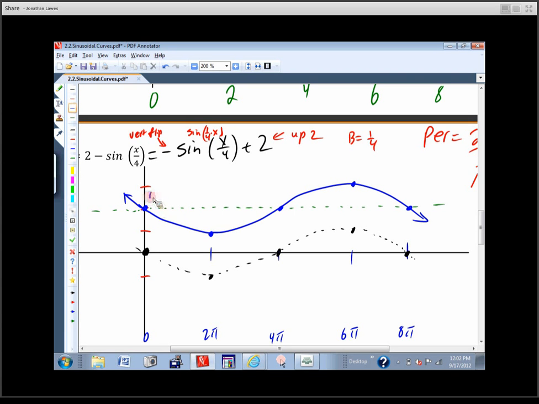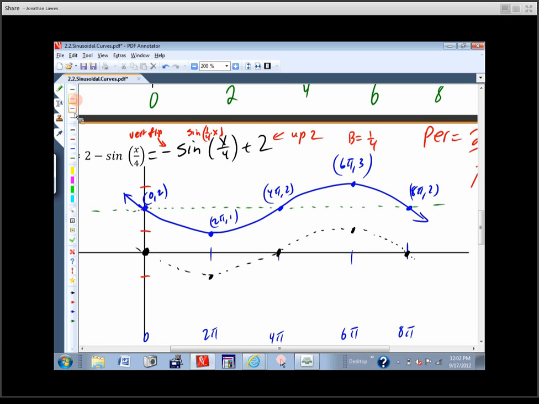Okay, so this point here is 0, 2. This point is 2 pi comma 1. This point is 4 pi comma 2. Well, let's see, those all have the same y coordinates, so this is going to be 8 pi comma 2, and this is going to be 6 pi comma 3. Any questions there?